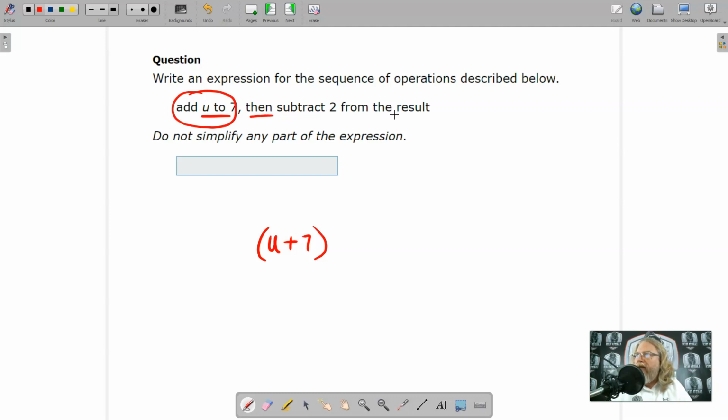Then subtract 2 from the result. So this is subtraction. We're subtracting it from the result, which is what we did back over here, adding U to 7. So we're going to subtract 2 from the result, so minus 2.